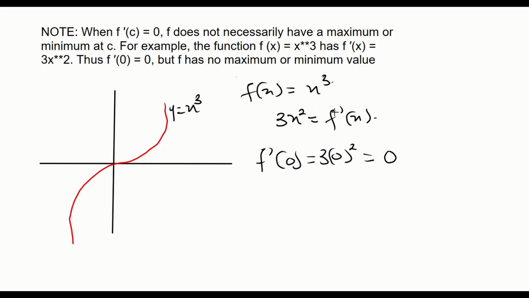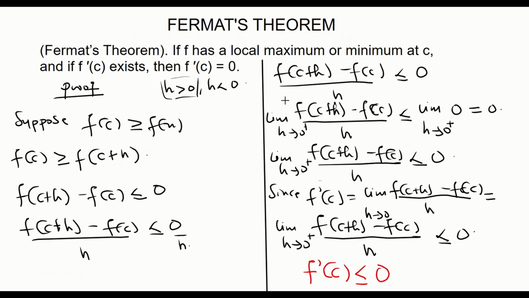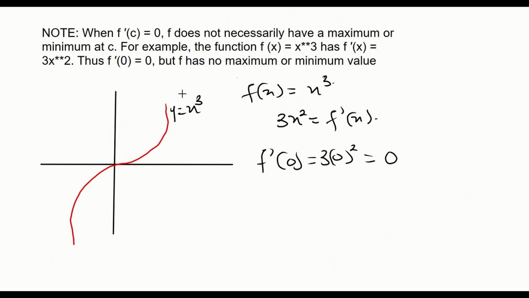Alright, even though the conclusion part is true, the first derivative of the function being 0 does not necessarily mean that the function has a local minimum or maximum. So when we consider this graph, we can realize that yes, even though the derivative of the function gives us 0 at 0, this does not indicate that the function has a local maximum or a local minimum.